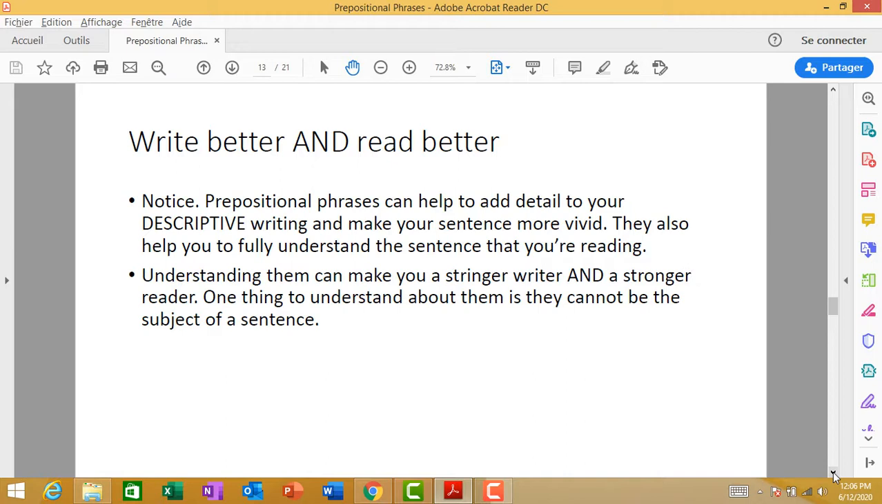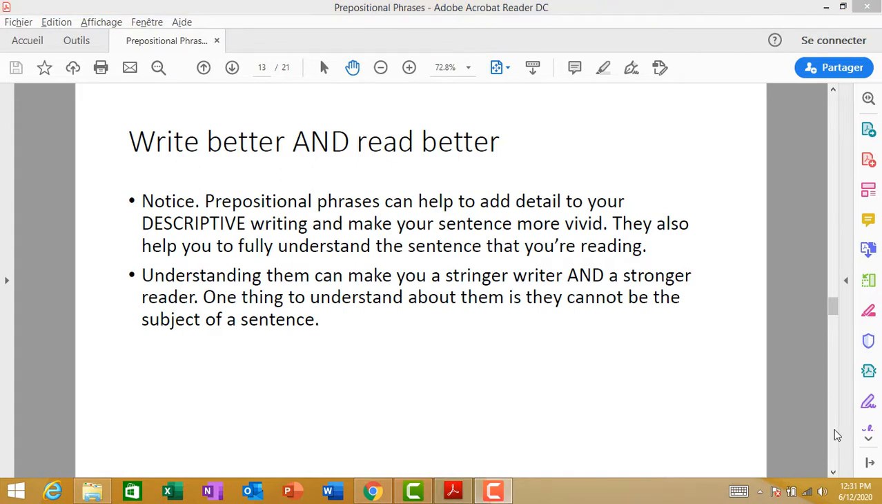So what that means is if you're writing something, you want your reader to be able to see what you are telling them. It's like you are trying to create a picture for the reader to see. You see, it's like you're trying to make your sentence come alive. You're trying to give life to your sentence. So this is what prepositional phrases can help you do. They can help you achieve just that. All right, now let's look at the second bullet point.